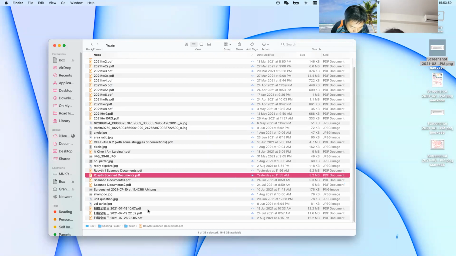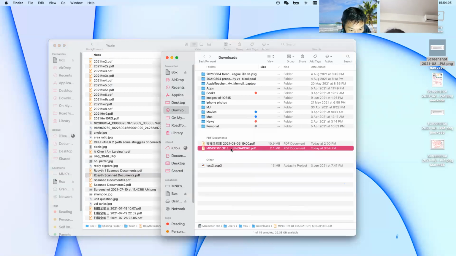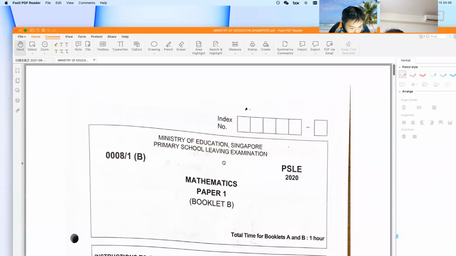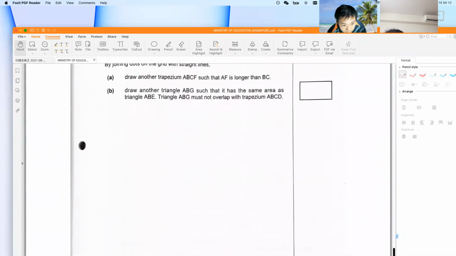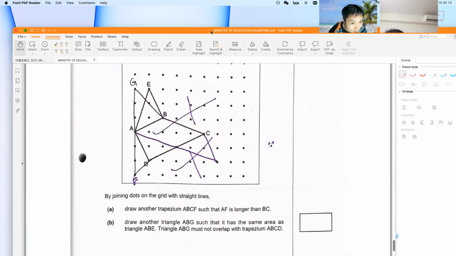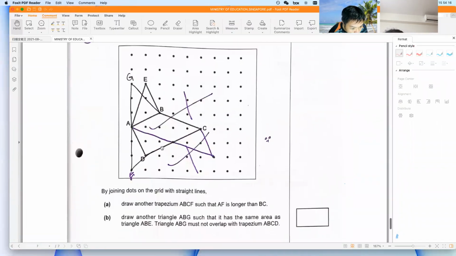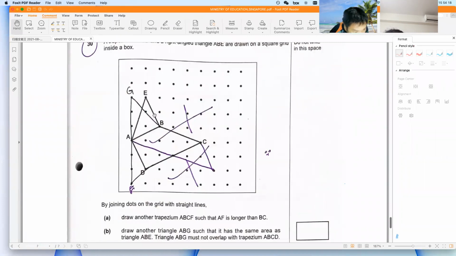So that's why I'll share with you this. Hold on, let me just get this. Yeah, good. So this is just one of the papers of PSLE. I want to take a look at this question. Of course, just ignore what she has attempted.